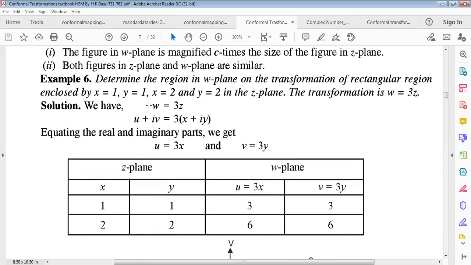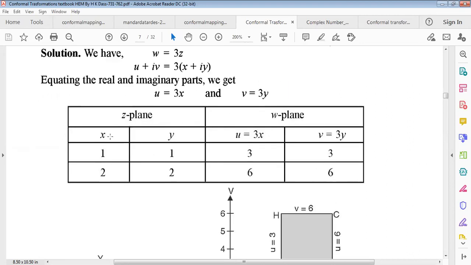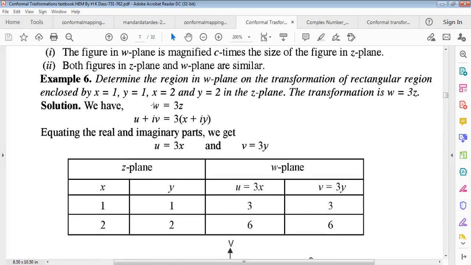W can be written as u plus iv, and 3 into z equals 3 into x plus iy, a complex number. Now equating real and imaginary parts, u equals thrice x, and v equals only thrice y. So in the z plane we can find the values of x and y, and in the w plane, u equals thrice x and v equals thrice y.